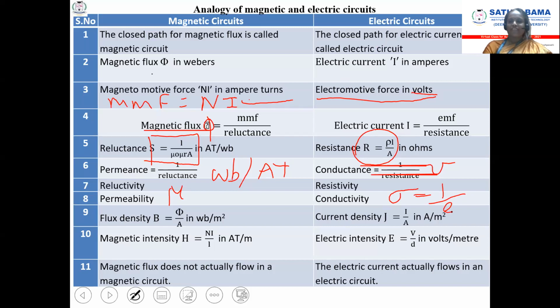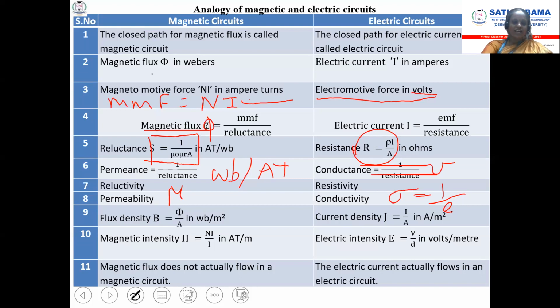Okay, so here we used to say permeability. Permeability will decide the ability of the material to pass the flux through it. Sigma is the conductivity, which is mainly used to pass the current flowing through it. Okay, then flux density. How were we calculating the flux density? Flux per specified area. Are you clear?